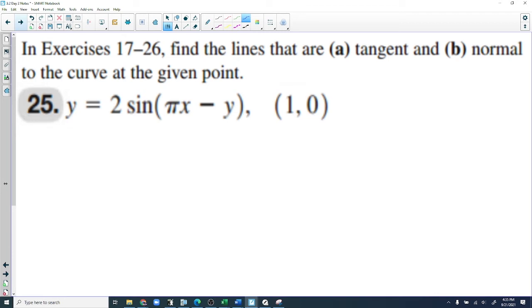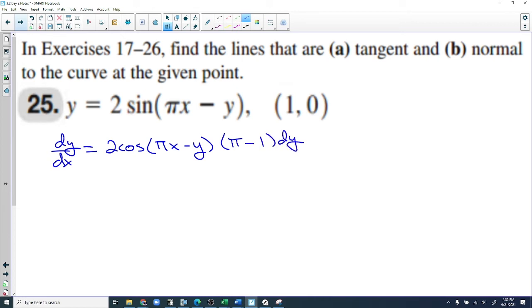Find the lines that are tangent and normal to the curve at the given point. Well, dy/dx here is equal to 2 cosine of (pi x minus y), but then times the derivative of the inside, which is pi minus 1 times dy/dx. Should I put that on the outside? I don't think so. I think I should put that on the inside, actually. So times (pi minus 1 dy/dx). That's how I need it.